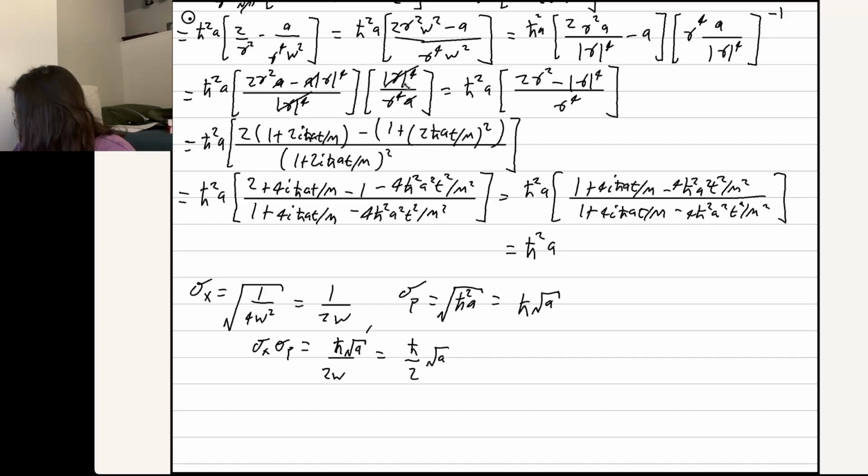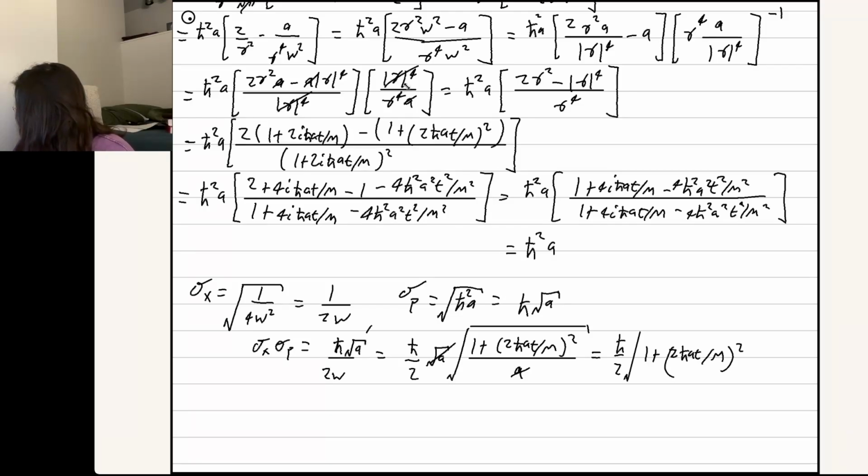And we'll expand the definition of w actually as being the square root of 1 plus 2 h bar at over m squared over a. And then that a cancels out here, so we just have h bar over 2 square root 1 plus 2h bar at over m squared.